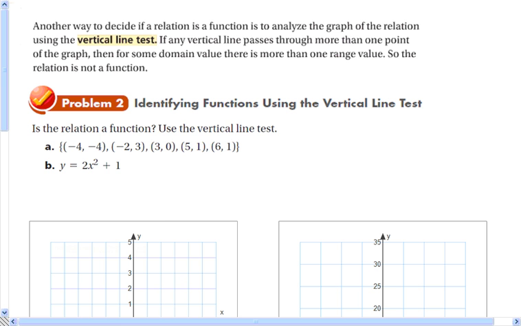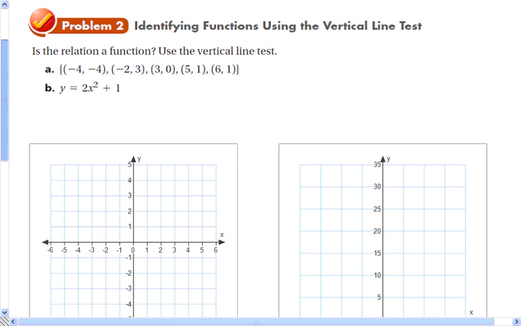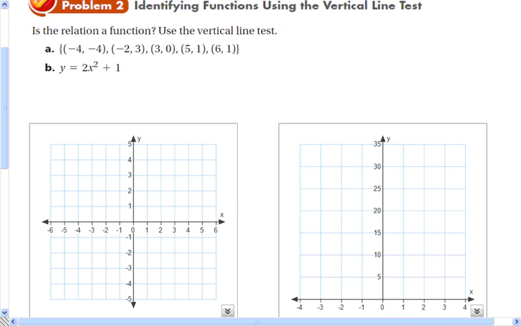Another way to decide if a relation is a function is to analyze the graph using the vertical line test. If any input value has more than one output value, then those two values will line up on the graph vertically. So if we pass a vertical line through the graph and we hit no more than one value, then it's a function. So we're going to graph set A on this first graph here.